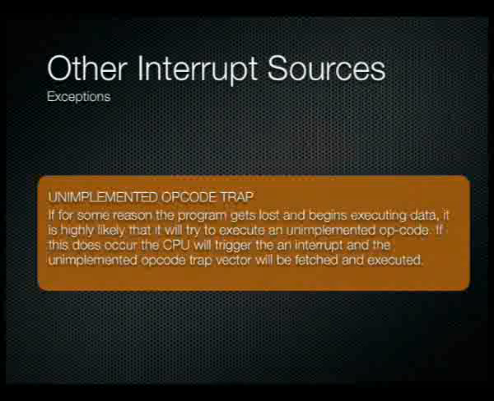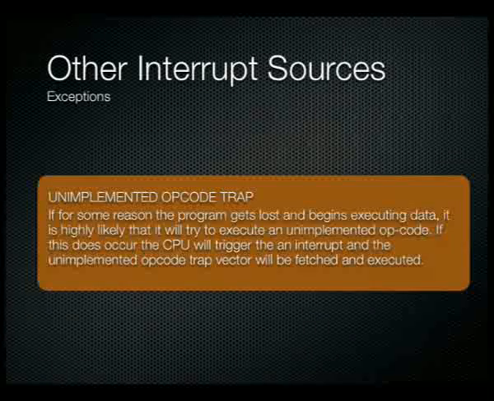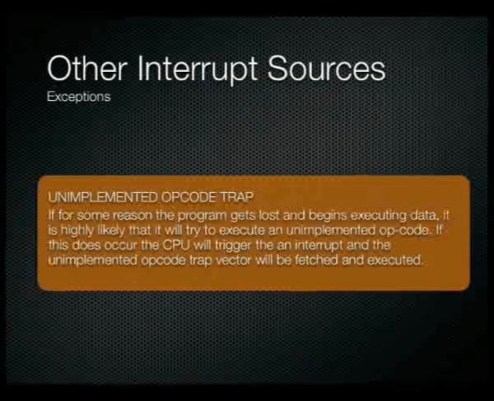Of course, another exception is the unimplemented opcode trap. You might think this is a silly sort of exception, but there are situations when your program can branch somewhere that it's not supposed to go. Or you might branch into a subroutine and then RTS from that subroutine. It simply rips a value off the stack, but you didn't actually use a JSR, so it's not a correct value on the stack.